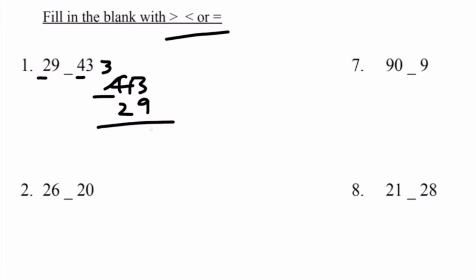13 minus 9 equals 4. 3 minus 2 equals 1. 43 is 14 greater than 29, because 29 plus 14 equals 43. Therefore, we know that 29 is less than 43.